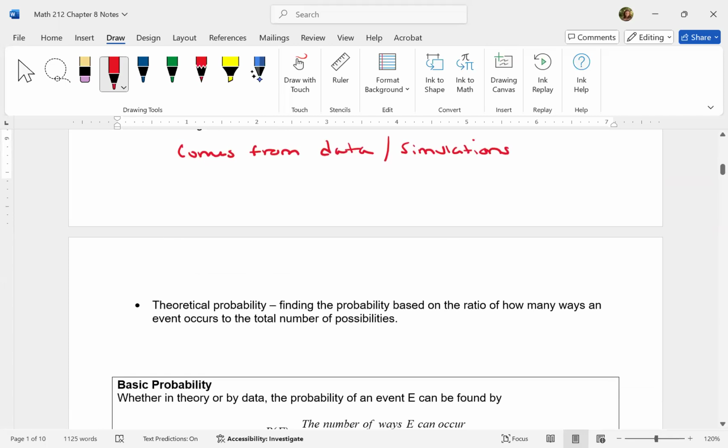Then we have theoretical probability. That's probability based on the ratio of how many ways an event can occur to the total number of possibilities. So when I talked about the probability of getting a 2 on a die, I didn't have to roll a die to see that.